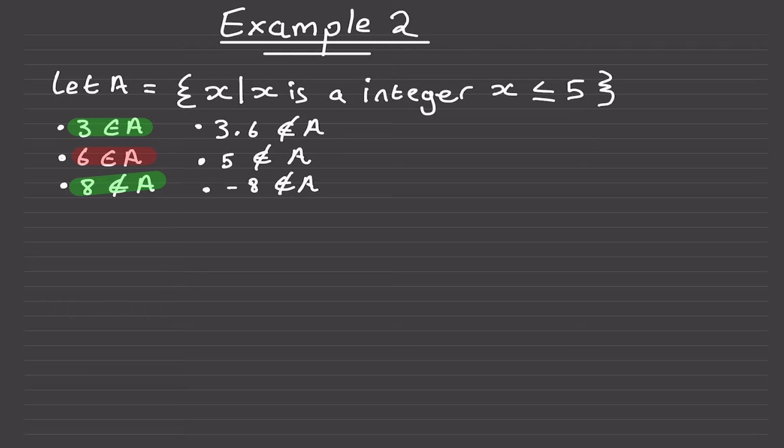5 not being an element of A is false because 5 is an element of A, because x has to be equal or less than 5. And minus 8 not being an element of A is also false because minus 8 is less than 5, and it's also an integer.